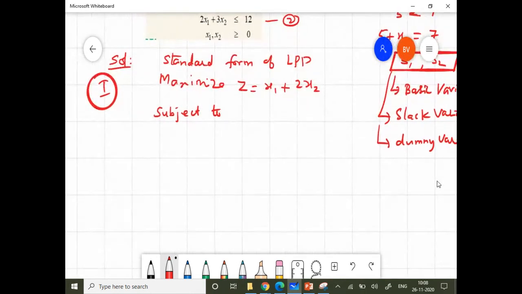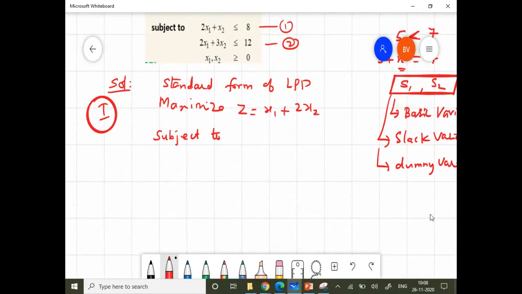Okay, fine. Subject to the first condition: 2x1 plus x2 and S1 for the first inequality makes this inequality an equality. Second inequality: 2x1 plus 3x2 plus S2 for the second inequality will make it equal to 12. Okay, now instead of two variables, we have a total of four variables.